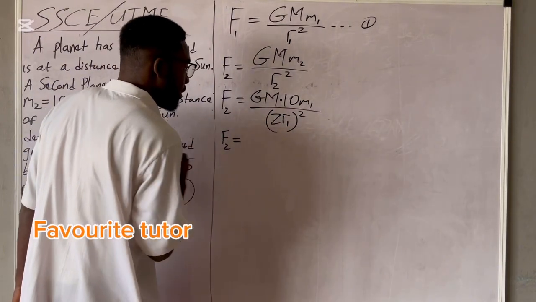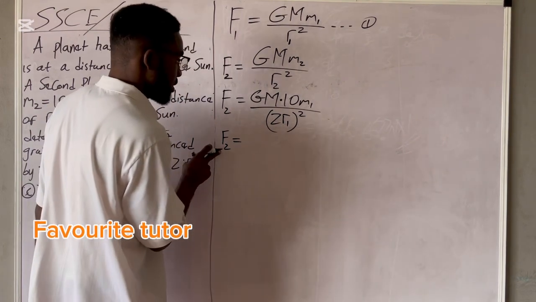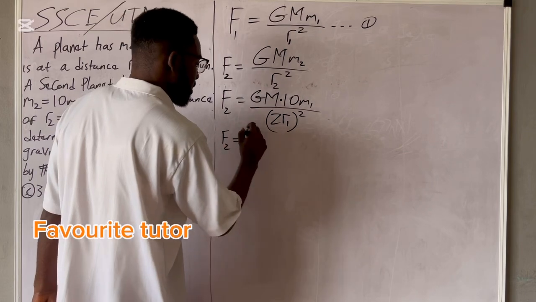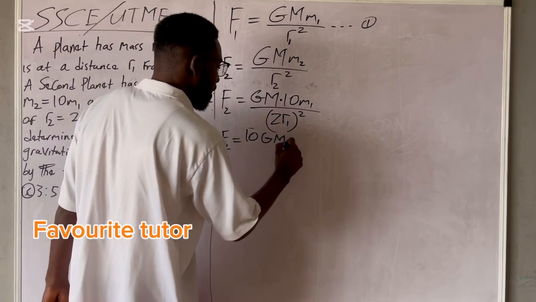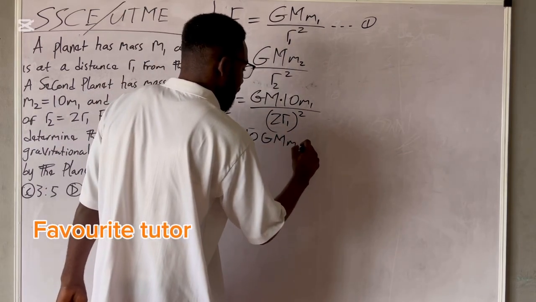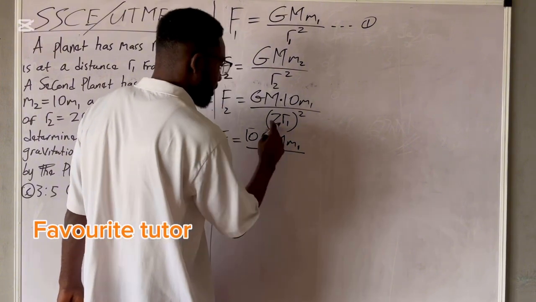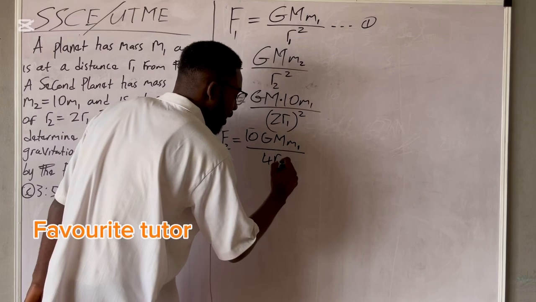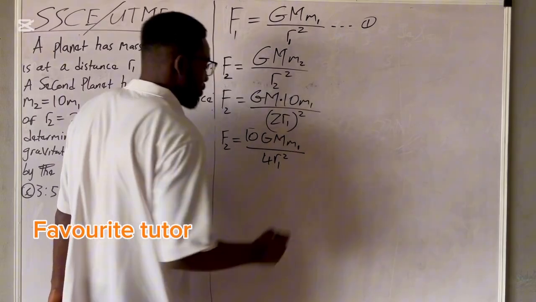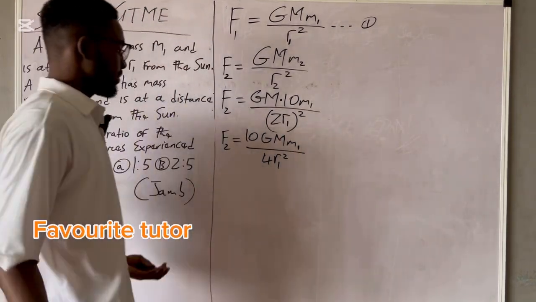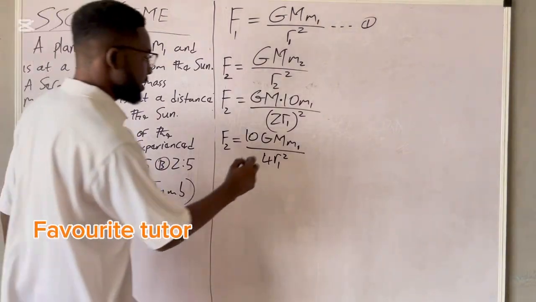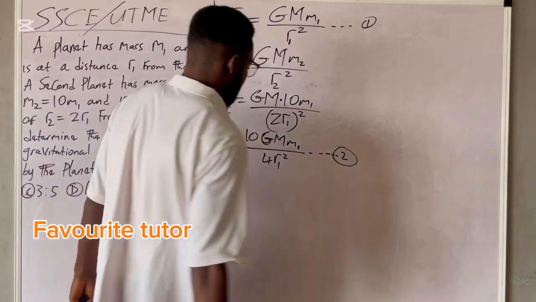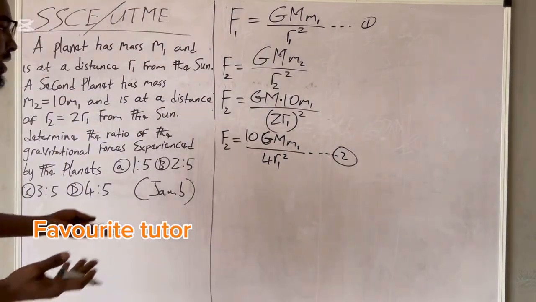Then we simplify this. We'll have that the gravitational force experienced on the second planet is equal to 10 G m1 over, 2 raised to the power of 2 is 4, r1 squared. Okay, now it is simplified. We call this equation 2.